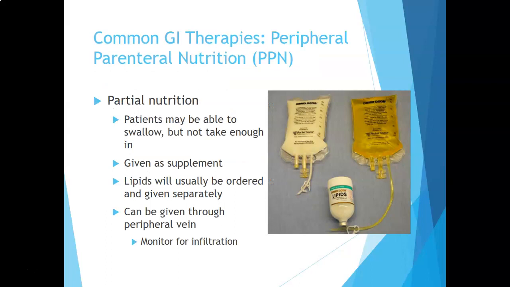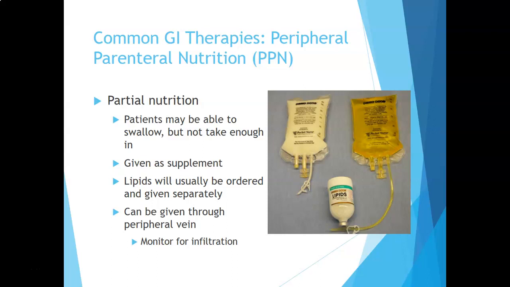And then the same thing, only a little different, is PPN. This is peripheral parenteral nutrition. Again, it's all in the name, it's peripheral. It can be given through a peripheral IV, so it's different than TPN. It's got a different formula. It's less caustic to veins, so it can be given through an IV in the hand or something like that.